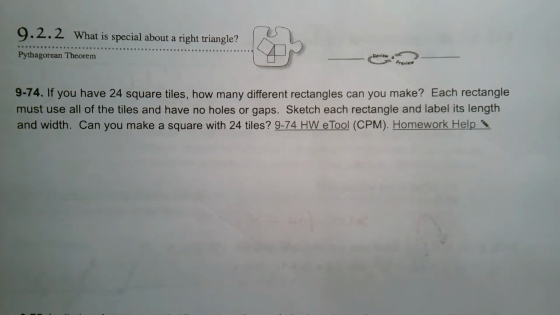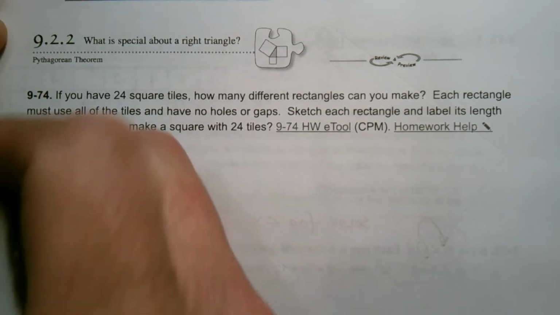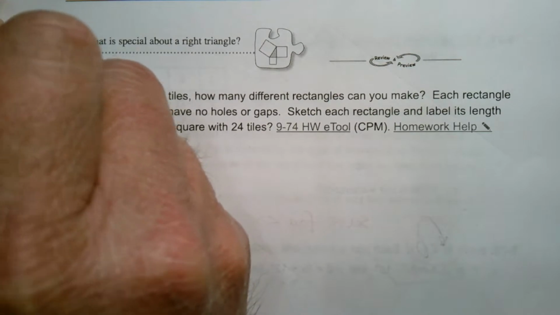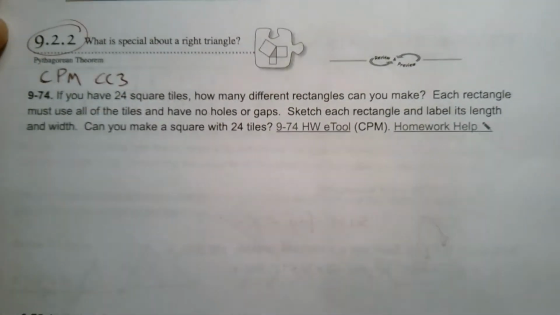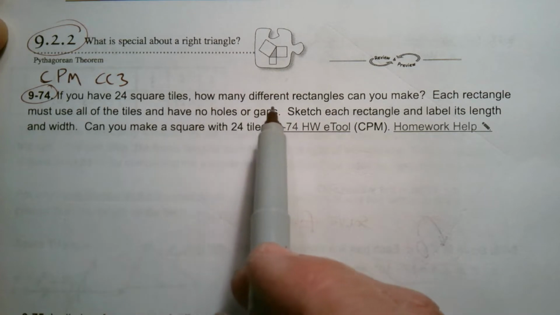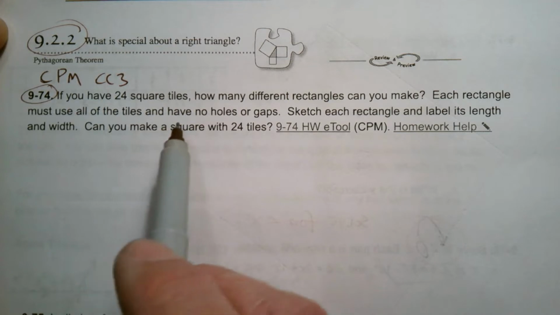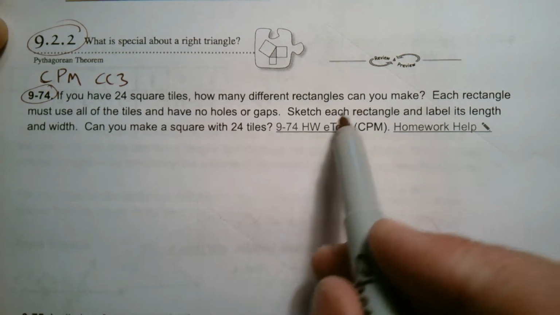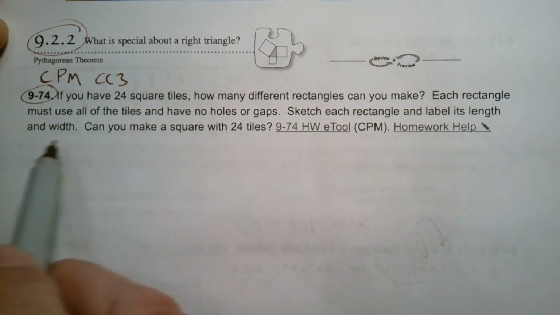We are going to explore rectangles given a certain parameter. So this is coming from CPM's, course 3, section 9.2.2, specifically number 9-74. It says, if you have 24 square tiles, how many different rectangles can you make? Each rectangle must use all of the tiles and have no holes or gaps. Sketch each rectangle and label its length and width.